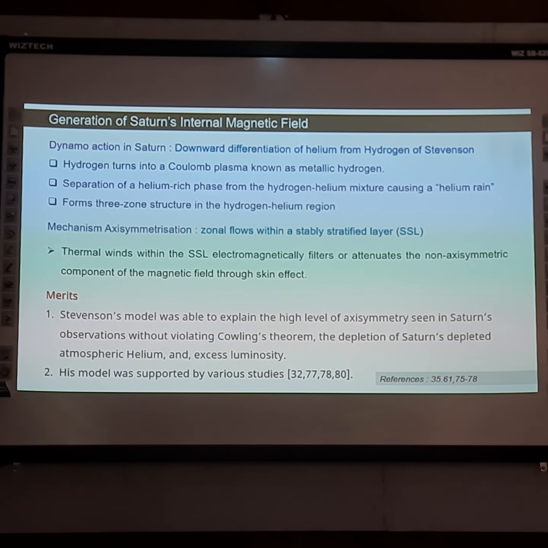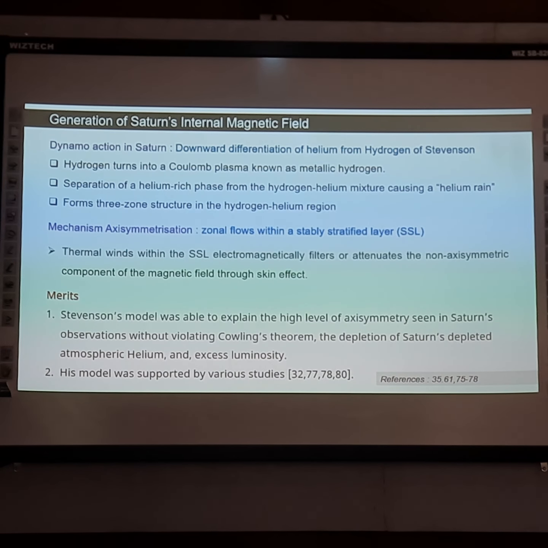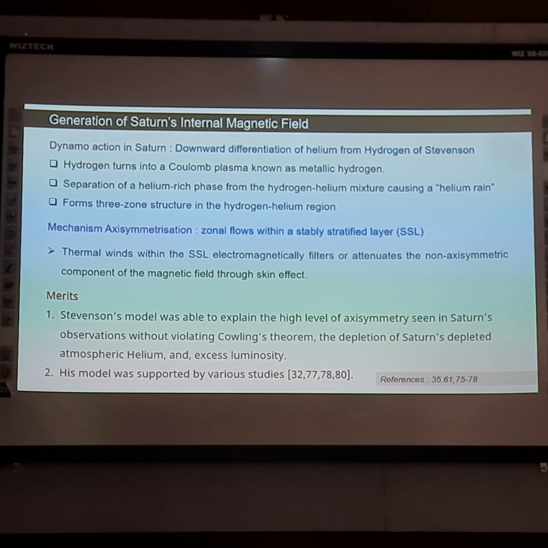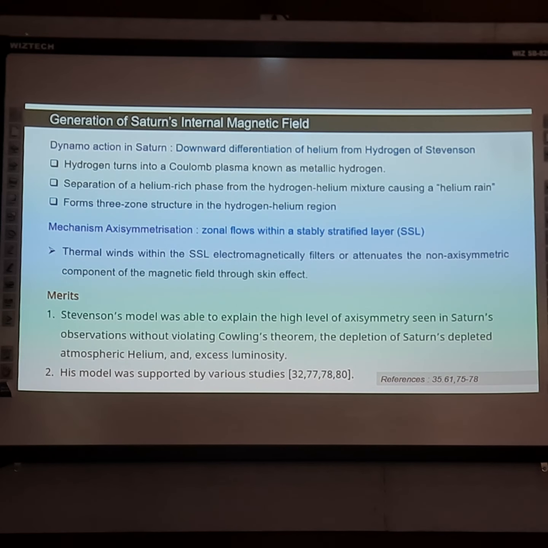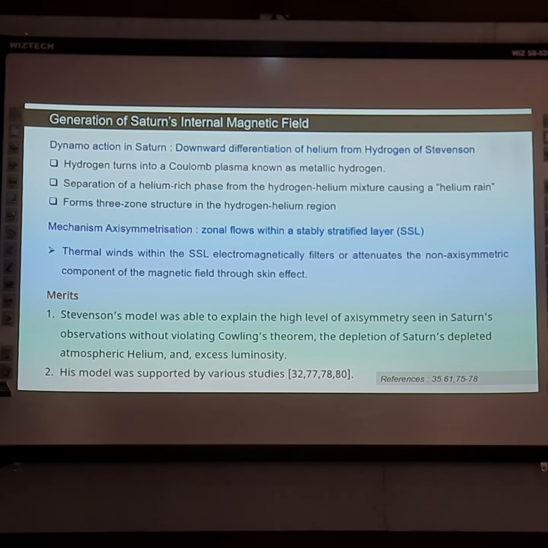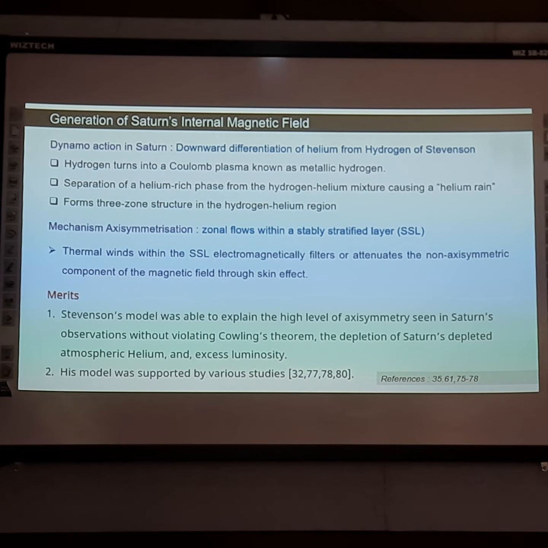Now, if we say that the magnetic field is produced by the movement of charged particles, here we mean the charged particles are the helium and hydrogen mixture. They are separate and then mixed depending on the layers. If that is the case, then how do we explain this almost perfect symmetry?